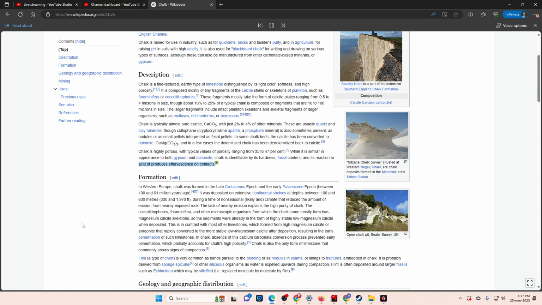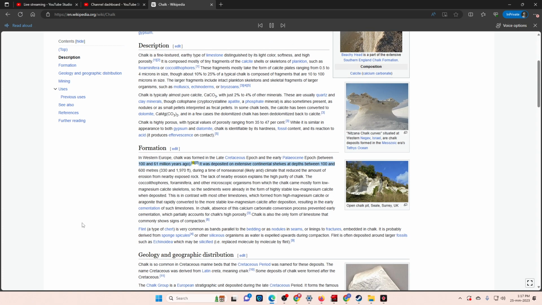Formation. In Western Europe, chalk was formed in the late Cretaceous epoch and the early Pliocene epoch, between 161 million years ago. It was deposited on extensive continental shelves at depths between 100–600 meters, 330 and 1,970 feet, during a time of non-seasonal, likely arid, climate that reduced the amount of erosion from nearby exposed rock.